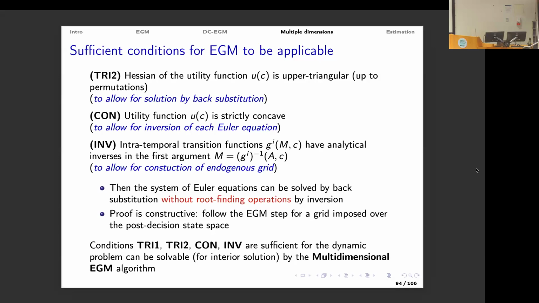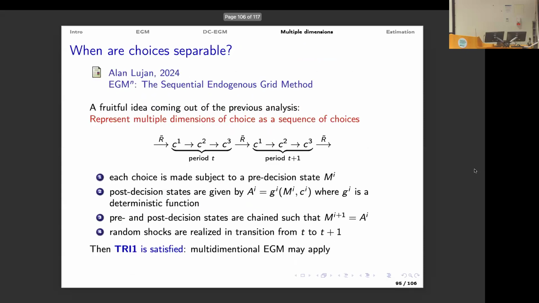Additional things are the usual condition on the utility, so that we can invert the marginal utilities. And then these functions need to be invertible in M, the intratemporal budgets, so that we can recover the points in the state space once the Euler system is solved. Okay, so it seems that these are conditions which are, I'm sorry, they are sufficient, right? I misspoke. They are sufficient for the problem to admit this multidimensional EGM approach.